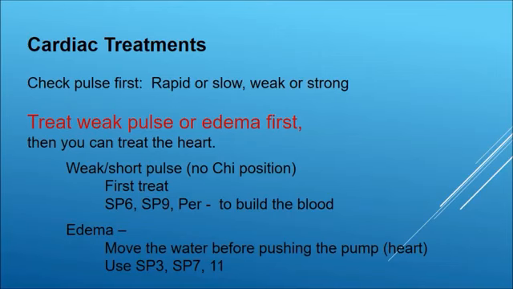Before treating the heart itself, there are 2 cases that we need to watch out for. The first is the patient with a short and weak pulse, a pulse that has no chi position. In that case, we must first use spleen 6, spleen 9, and pericardium, checking pericardium 8. If there's pressure pain on pericardium 8, treat pericardium 3 and 5. Otherwise, treat pericardium 6 or pericardium 4. This is to build up the blood, because you do not want to get the heart to pump more strongly against a vacuum. This type tends to tire easily and may have stiff shoulders.